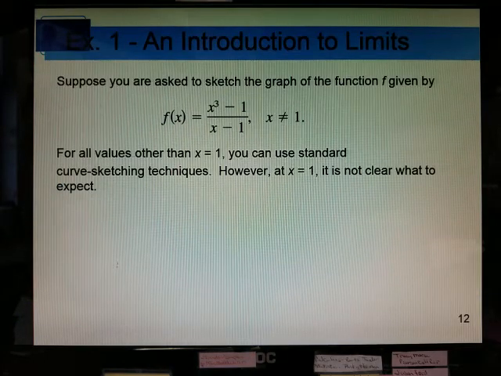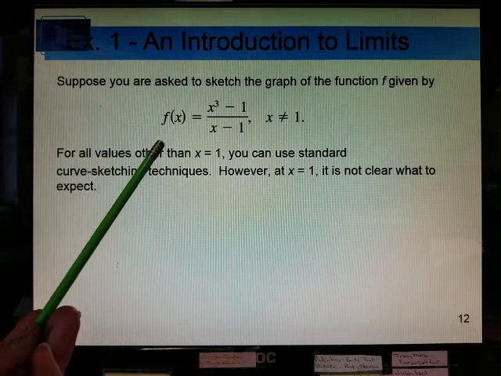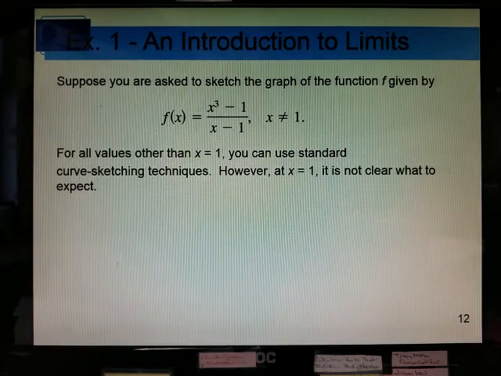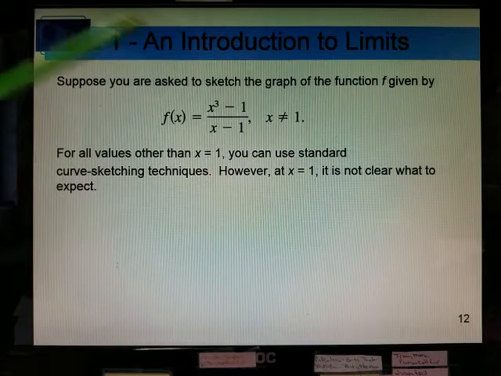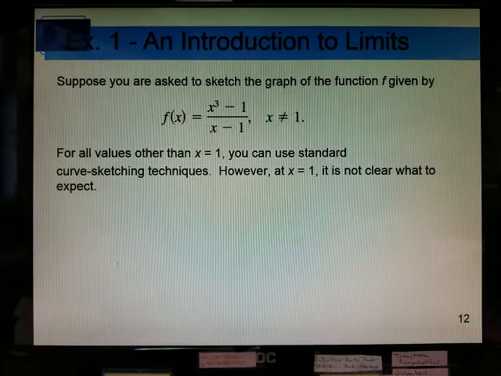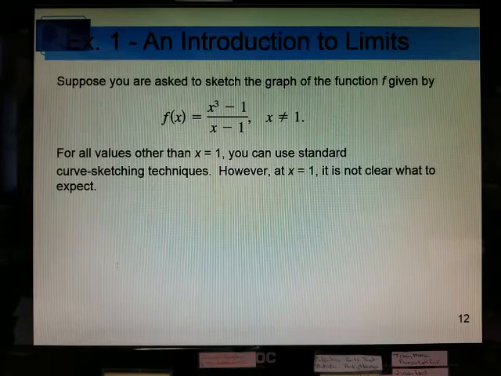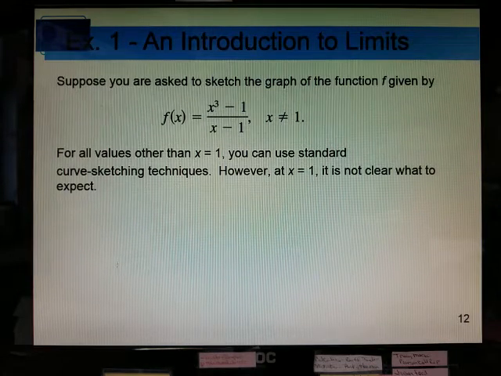So suppose you're asked to sketch the graph of this function f given by f of x equals x to the third minus 1 over the quantity x minus 1, provided x does not equal 1. The reason x can't be 1 is because remember we can never divide by 0. If I plugged 1 into this denominator, I would have 0 there. So it's telling me that for all values other than x equals 1, you can use standard curve sketching techniques. In other words, if we know how to graph our functions, sometimes we'll be able to answer the limit questions about them just from understanding the graphing point of view.